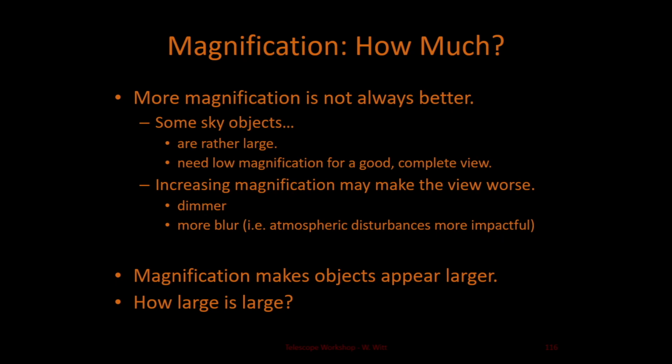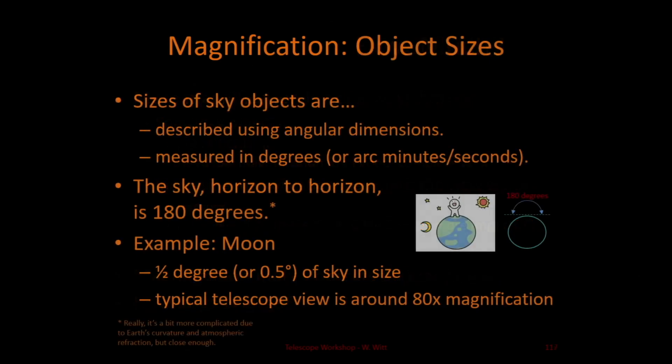So magnification makes objects appear larger, but how large is large? Sizes of sky objects are described using angular dimensions. These are degrees, minutes, and seconds. It's similar to a circle. The sky horizon to horizon is 180 degrees because it's half a circle. A whole circle is 360 degrees. If you're watching ice skating or snowboarding or the X Games and someone does a 360, they spin all the way around and come back to where they were. If they do a 180, they go halfway around. So similarly, the horizon is 180 degrees.